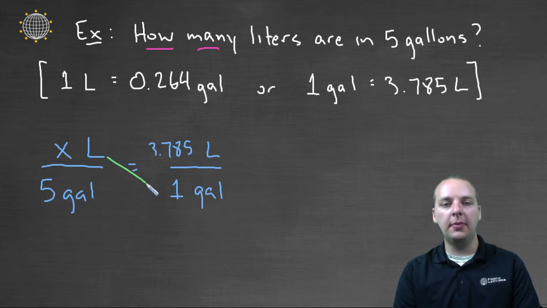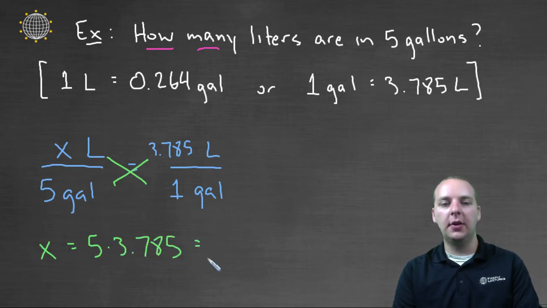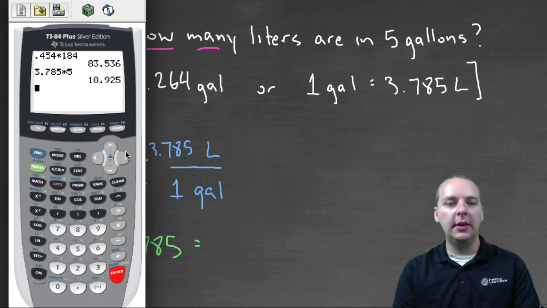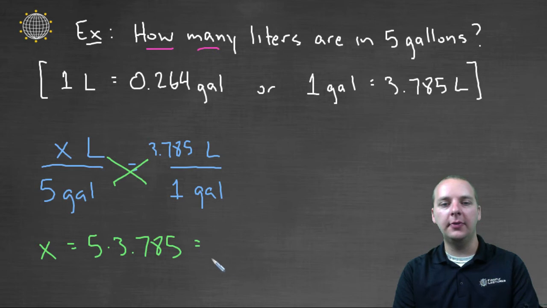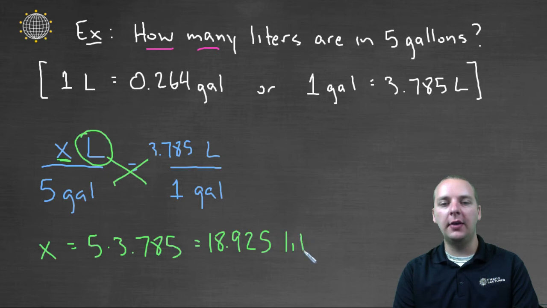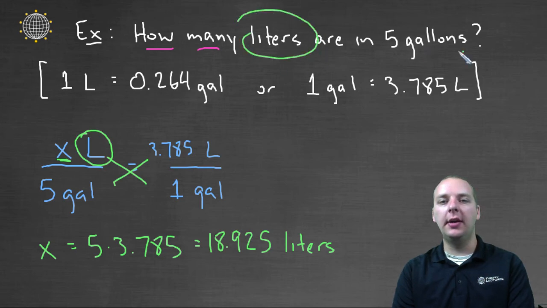We cross multiply here and here, and then x times 1 is x, and then we'll take 5 times 3.785. So we'll take our calculator out. 3.785 times 5 gives us 18.925. Go back and see what the units were for x. We have x liters, so this is 18.925 liters here. So that's how many liters are in 5 gallons.